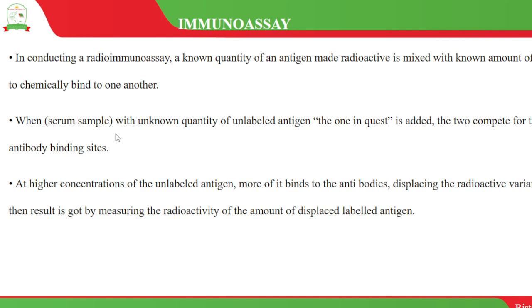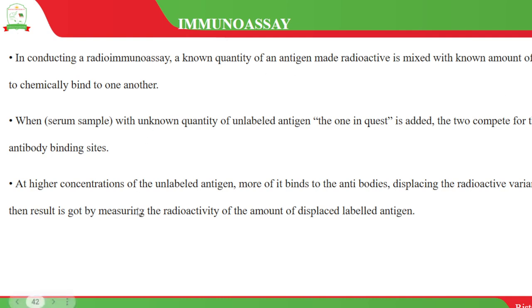When the serum sample with an unknown quantity of unlabeled antigen, the one in question, is added, the two compete for the antibody binding sites, like I said earlier. At a high concentration of this unlabeled antigen, which is actually in the sample, more of it will bind to the antibodies, and it will displace the radioactive variant, the one that has been labeled with iodine 125 or iodine 131.